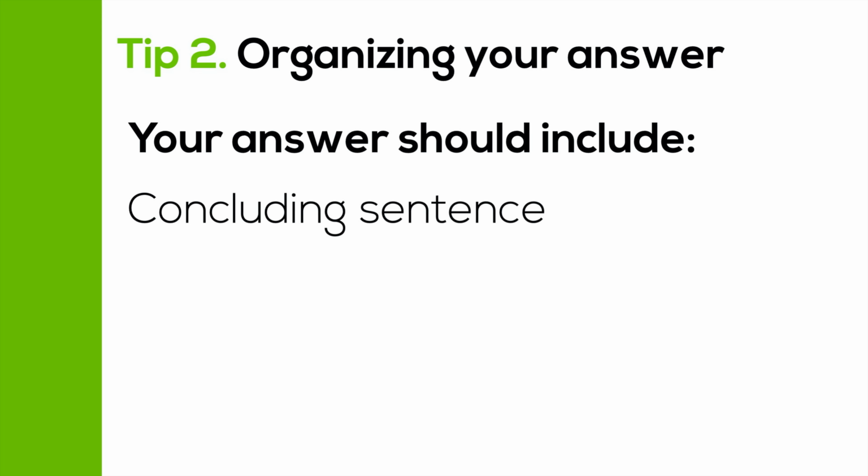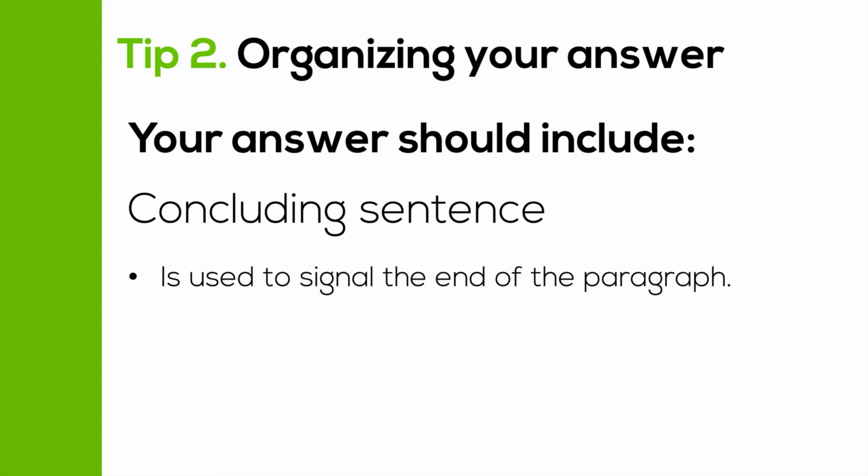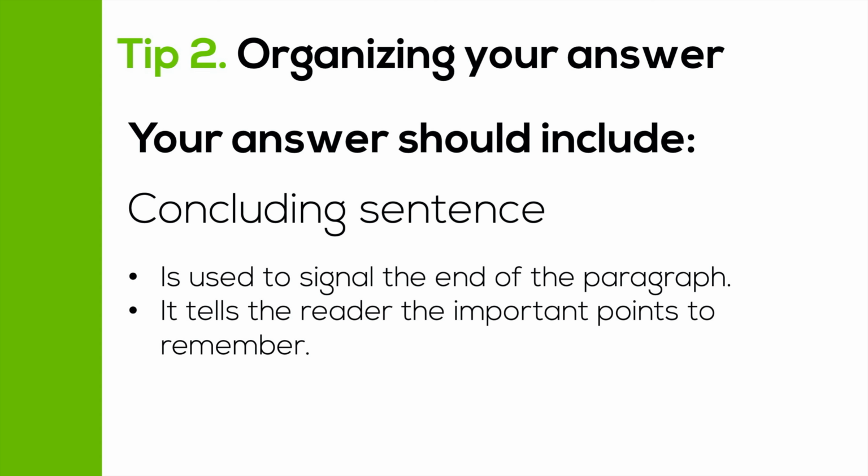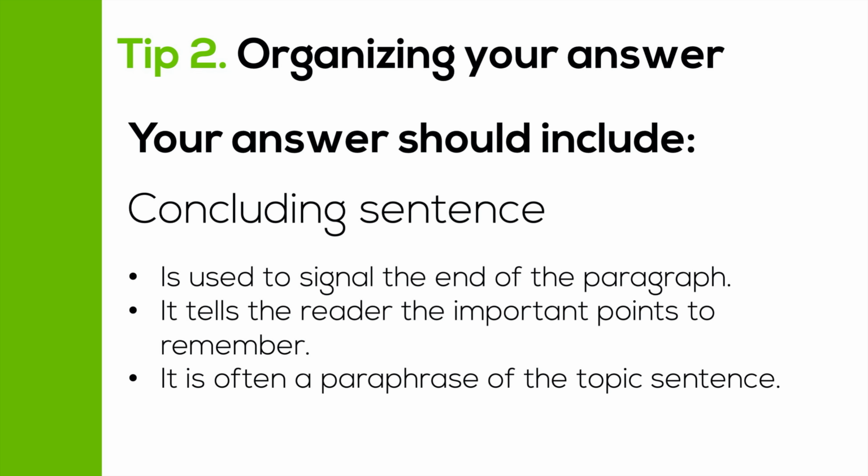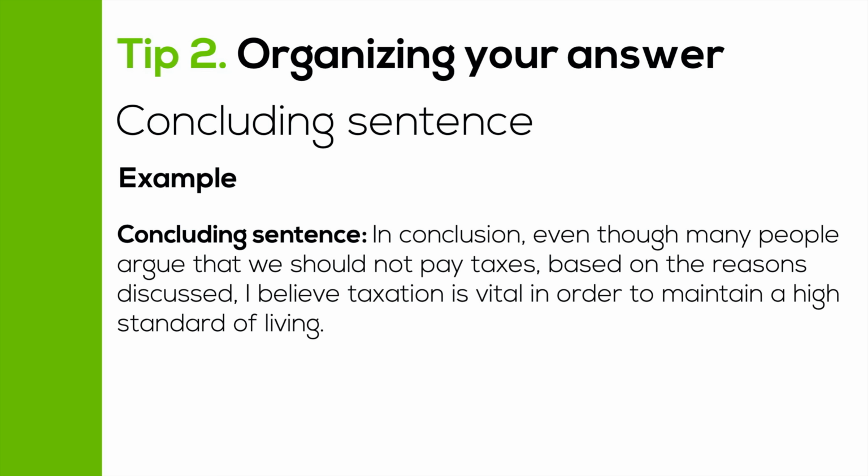Okay, now let's take a look at the third point of a good paragraph, and that is the concluding sentence. For this writing task in the Duolingo English test, I believe it's important to include a concluding sentence. So what is a concluding sentence? Well, a concluding sentence does these three things. It is used to signal the end of the paragraph. It tells the reader the important points to remember. And importantly, it is often a paraphrase of the topic sentence. Your topic sentence and your concluding sentence should be closely related. For the same topic, this is my concluding sentence.